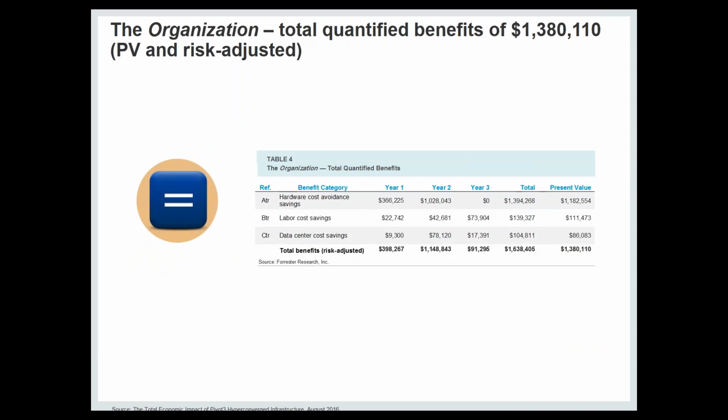The total of the 3 benefit categories was $1,380,110 when risk and present value adjustments were taken into consideration. Next slide.